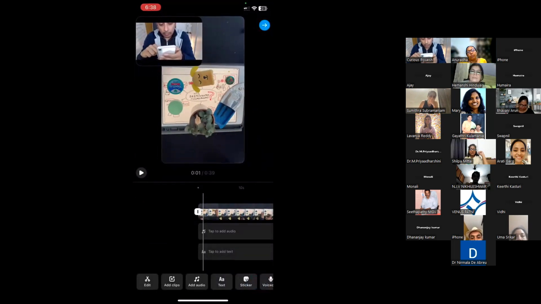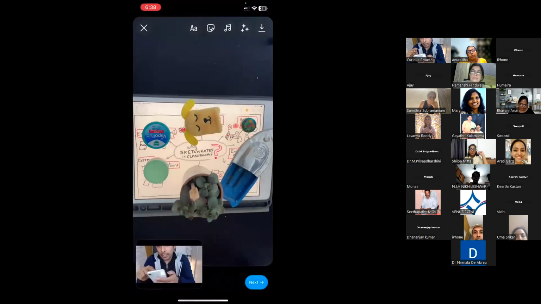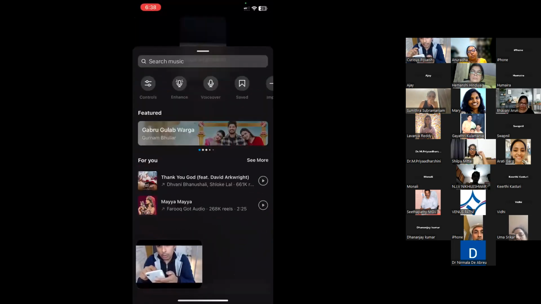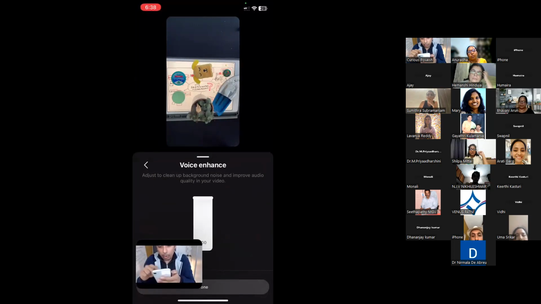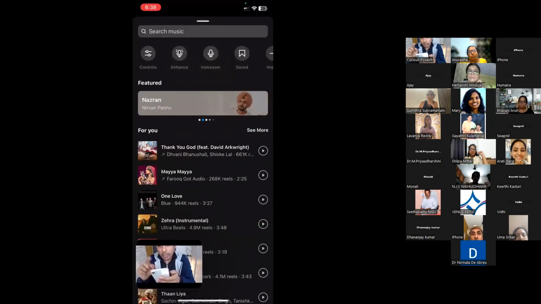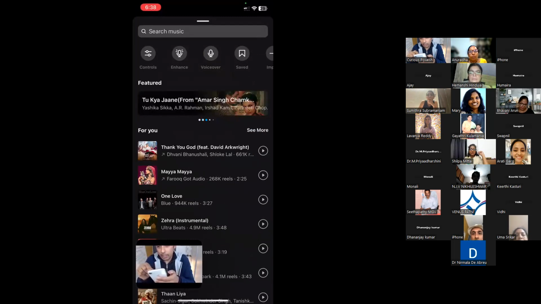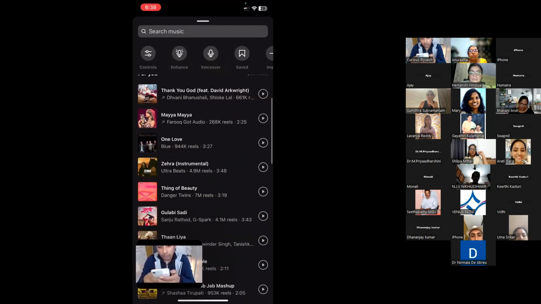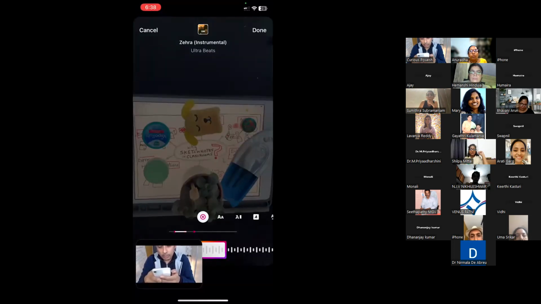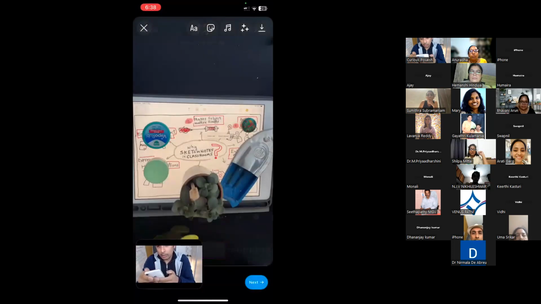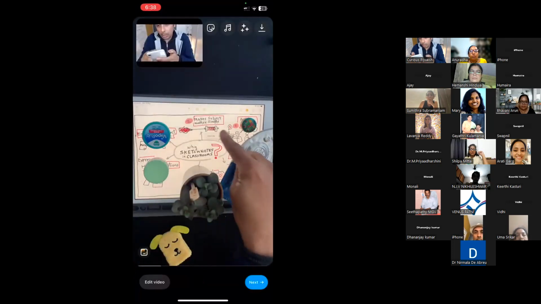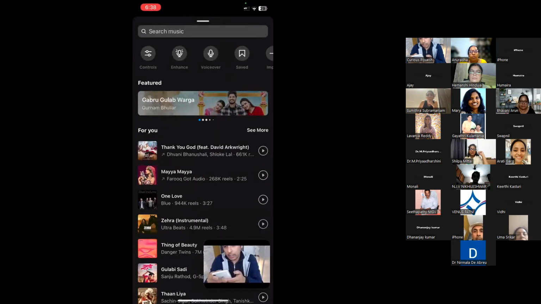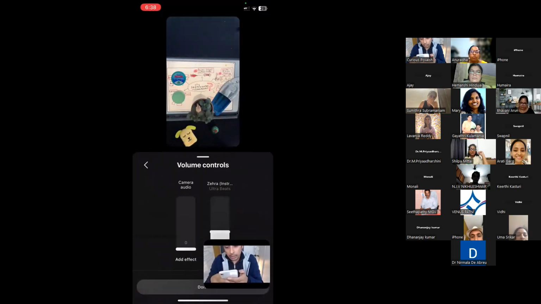Where I edit the video and then do the voiceover. I'll go here and then enhance my voice. So go on enhance and then voice enhance, done. Do I need to add some music? Adding music always helps. So basically I will add some music. Now I'll go on these controls. This music I will reduce.